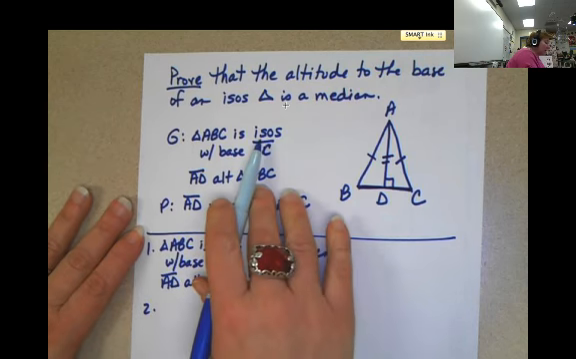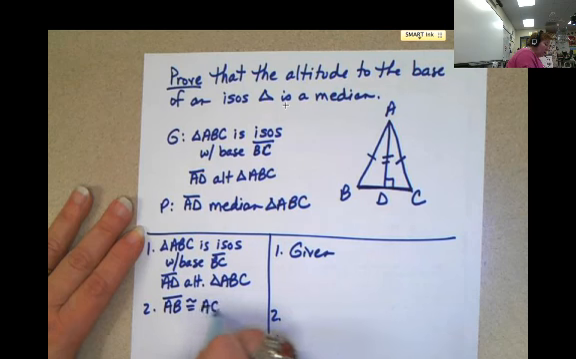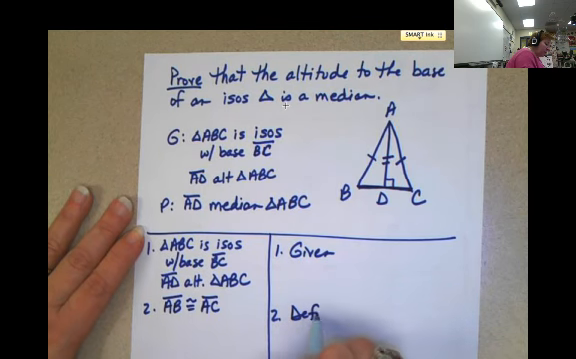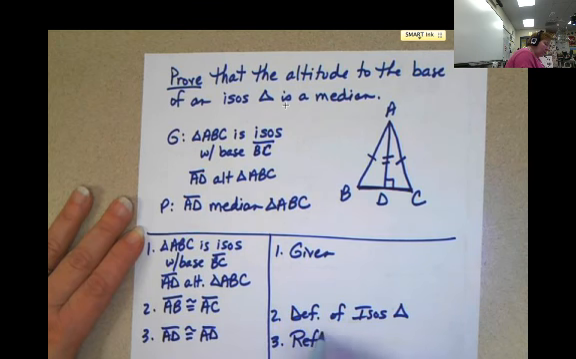So just because it says isosceles, it doesn't mean you don't have to say the segments are congruent, unless that's the piece that they give you here. So AB is congruent to AC, and that would be by the definition of an isosceles triangle. And of course we have reflexive property, so AD is congruent to AD by the reflexive property.